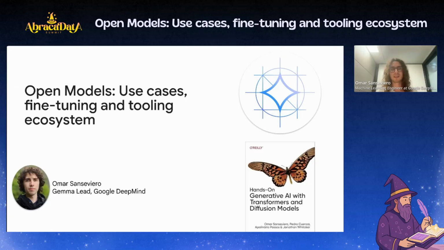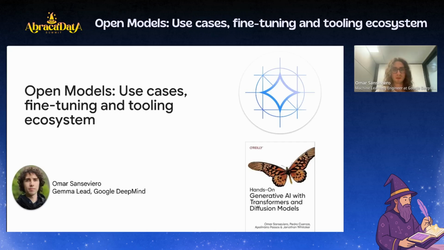If you don't know Gemma, it's the family of open models from Google. I'll talk a bit more about that. And today's talk will be about open models. I'll talk very briefly about use cases, fine-tuning, and the tooling and the ecosystem as a whole. It's a very complex topic with many different moving parts, so consider this as a high-level view of the state of the world right now.